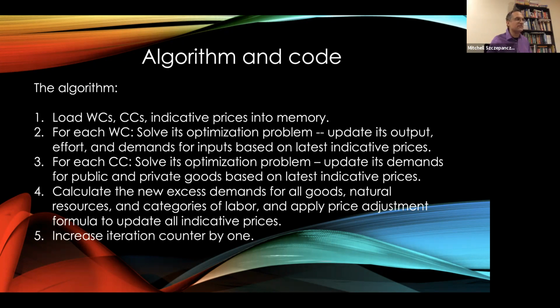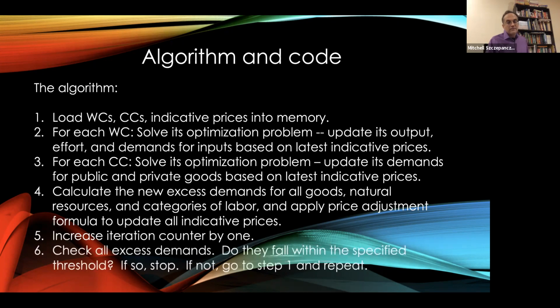Step 5, we then take our counter and add 1 to it. So x equals 0, you're just simply applying a plus plus function. So that gets increased by 1. We then check, are all those excess demands met? In other words, do they fall within a given specified threshold? That threshold could be 0, but it might not be, as we'll see later on. If they fall within that threshold, we stop and we're done. If we're not done, that is, if we don't meet that threshold, we then go to step 1 of the algorithm and we repeat until we do.